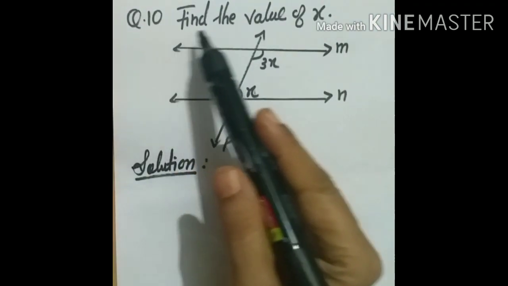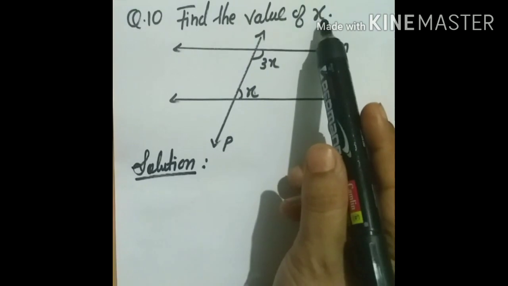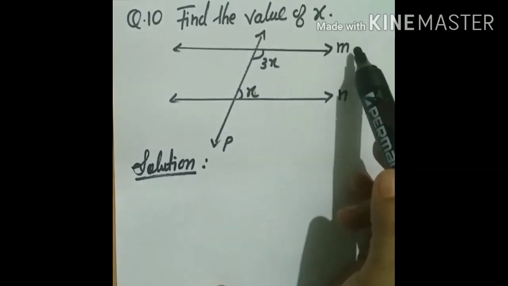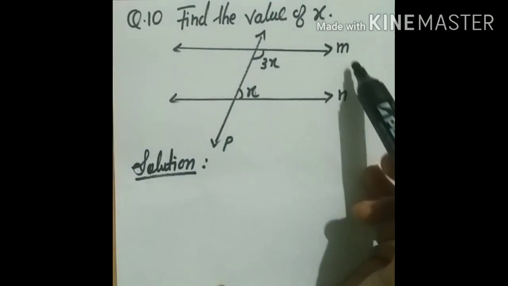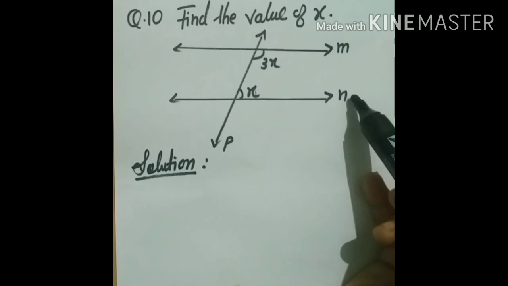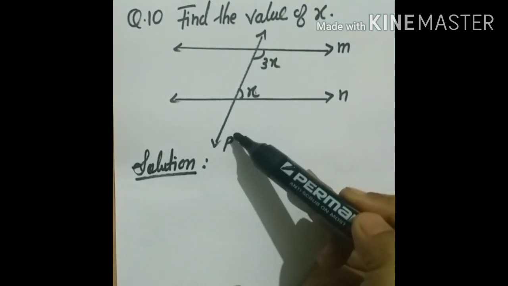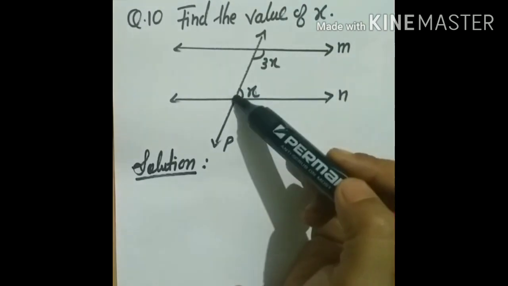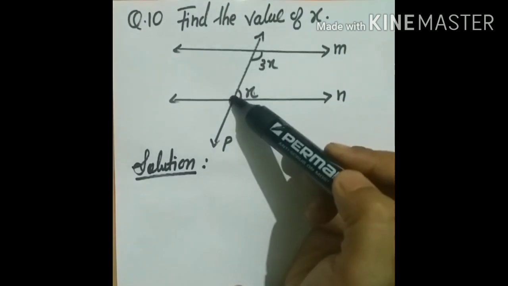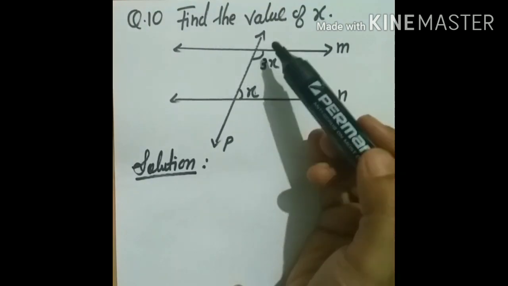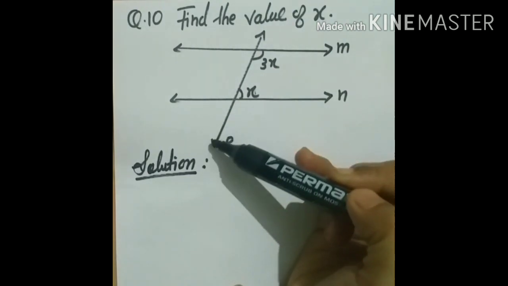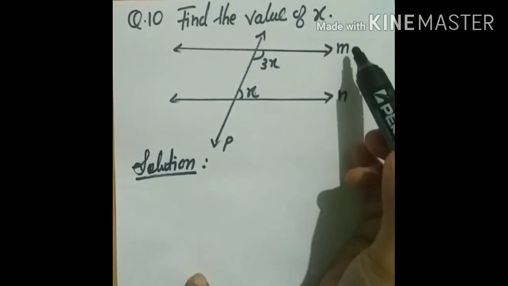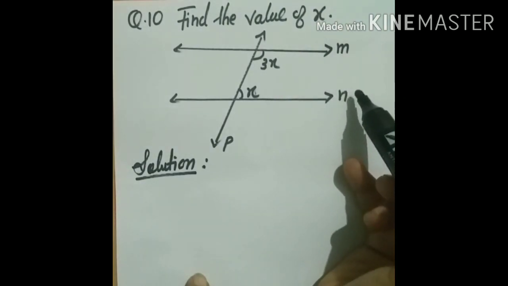Question number 10. Find the value of x. Here children, in this question we have to find the value of x. Line M and line N, these two are parallel line children, okay, and this line P, okay children, is intersecting these two lines at two distinct points, okay, point here and here, okay children, it's intersecting. So that's why this line P is known as transversal. Okay children, first of all what we will write here children? Line M parallel to line N.